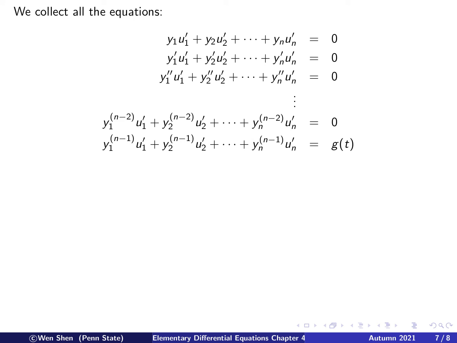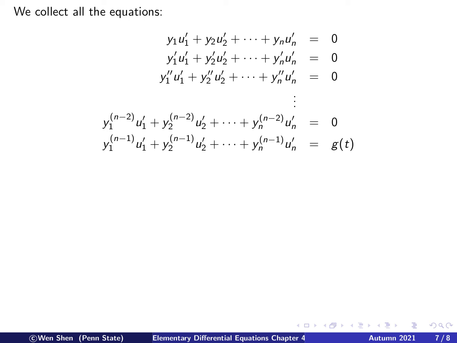Okay, let's collect all the constraints. Now we see that we have n equations and we have n unknowns. The unknowns are the functions u1, u2, un, and the y1, y2, all these y's are actually given. Remember, that's the starting point. Okay?